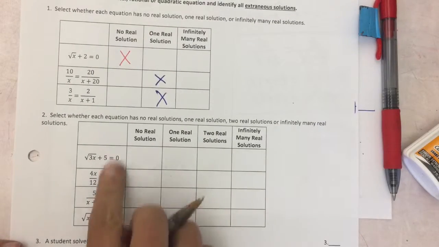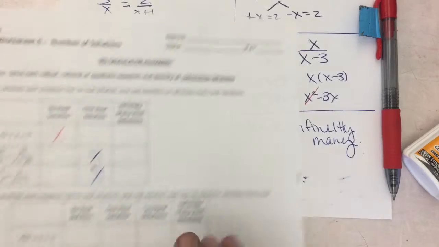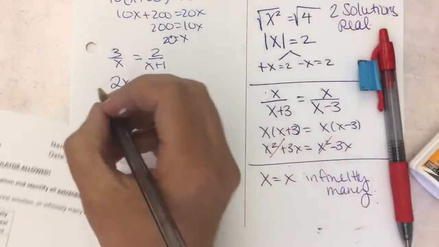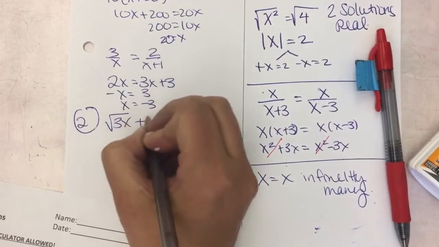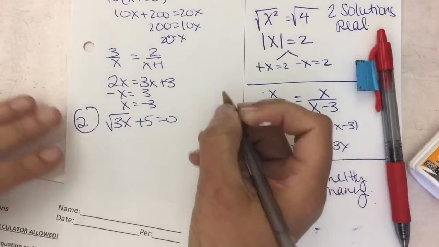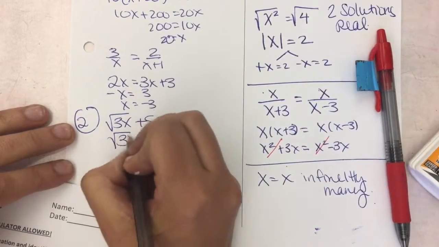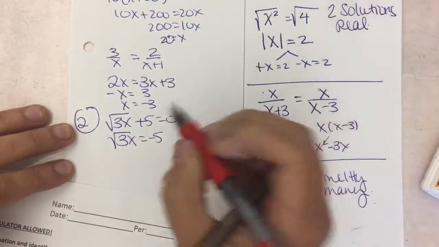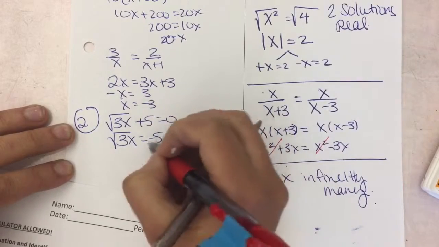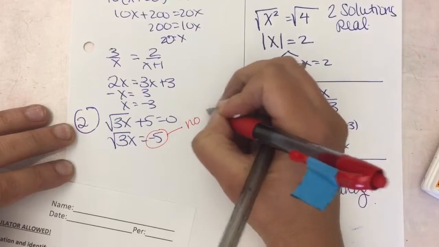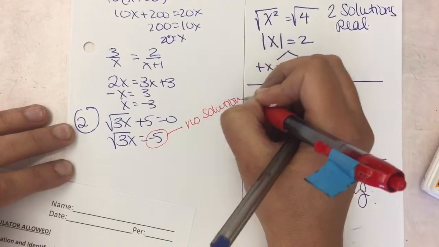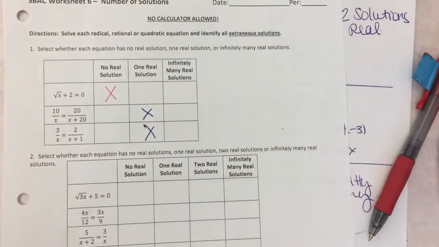Okay, here it looks like we might get some more funky ones. Let's see, I may have to get another piece of scratch paper. For number 2, I have square root of 3x plus 5 equals 0. If I subtract 5, root 3x equals negative 5. I can't have a negative here. No solution. It would have to be imaginary.